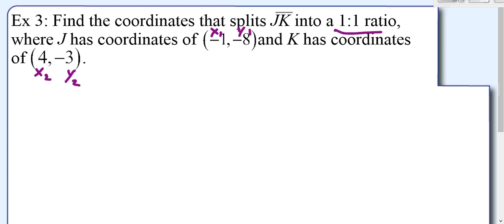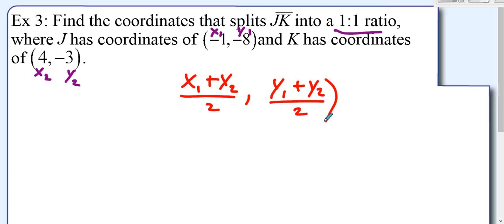And I'm going to write out the formula. x1 plus x2 over 2. y1 plus y2 over 2. And plug in the points that we labeled. So that's -1 plus 4. Whoops, over 2. I was thinking about the answer.